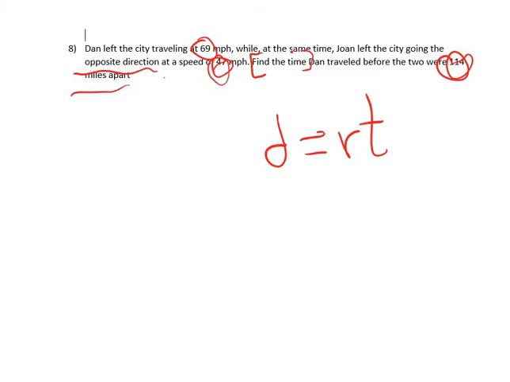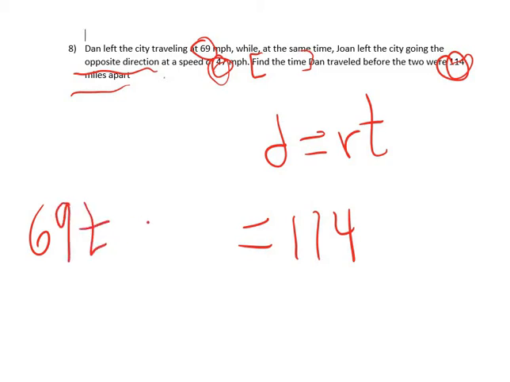So the distance is 114. Now here's the thing, the rate is two different ones. We have Dan who's going 69 miles per hour, but we don't know for how long. And Joan is going 47 miles per hour, but we don't know for how long. But they're traveling at the same time, because it says so right here. So now I have to take out my calculator.